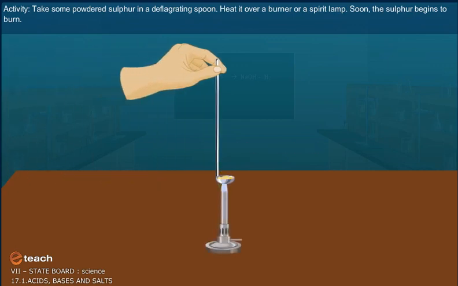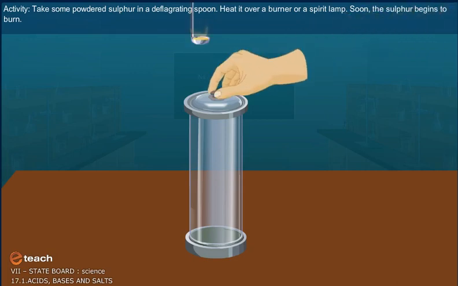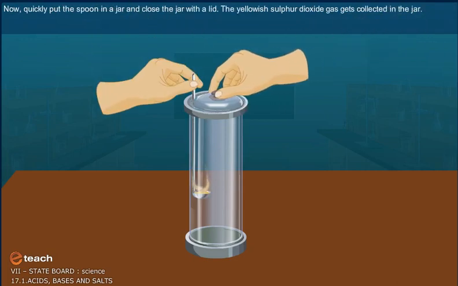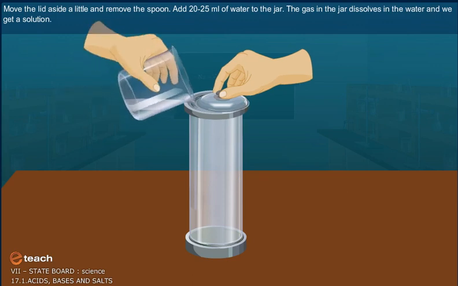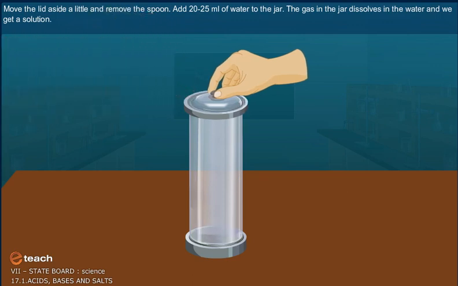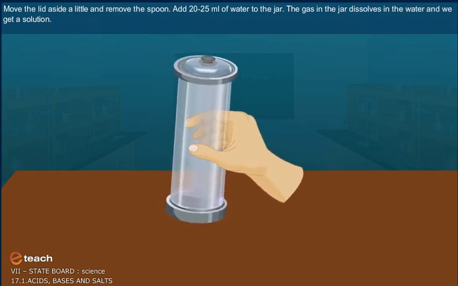Activity. Take some powdered sulfur in a deflagrating spoon. Heat it over a burner or a spirit lamp. Soon, the sulfur begins to burn. Now, quickly put the spoon in a jar and close the lid of the jar. The yellowish sulfur dioxide gets collected in the jar. Move the lid aside a little and remove the spoon. Add 20 to 25 ml of water to the jar. The gas in the jar dissolves in water and we get a solution.